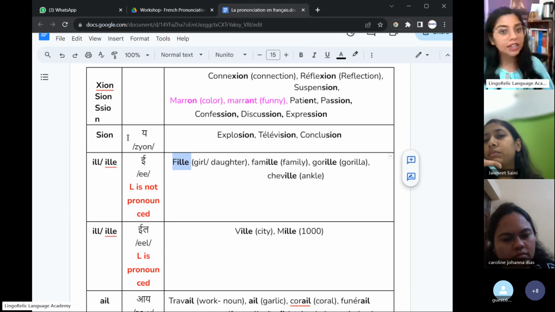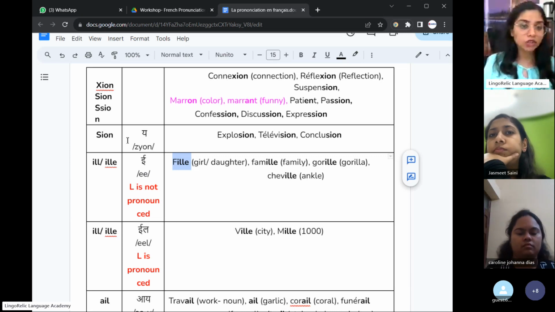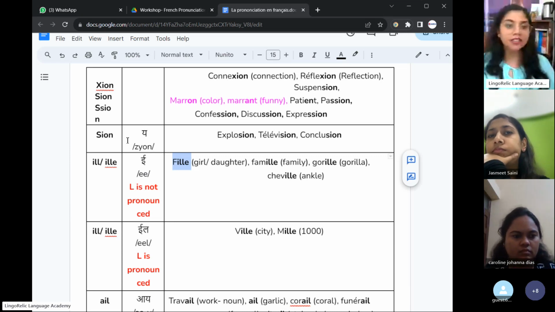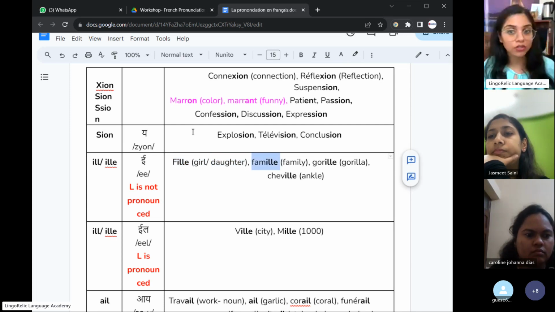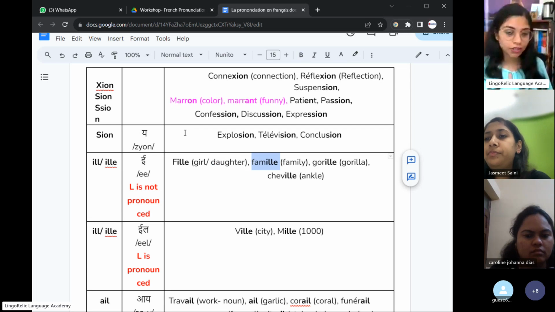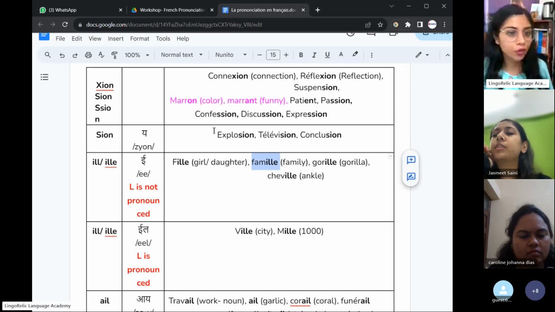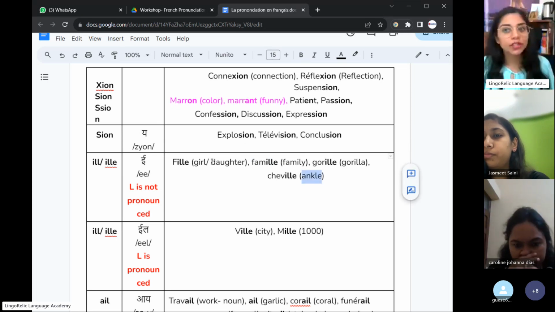So this one is not feel, but it is fee. Now, I did not decide it. It's just the way it is in language. And once this word was introduced to me when I was learning, I just kind of adopted it like this, and I just memorized it. So I never argued why. So this is fille, which is for girl or daughter. Similarly, I was introduced the word famille, and the same way I adopted it. And so I said famille. Okay, family ke liye. Gorille and cheville. Gorille is a gorilla and cheville is an ankle.